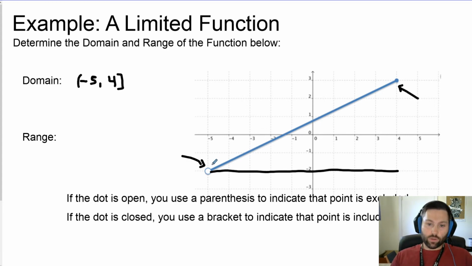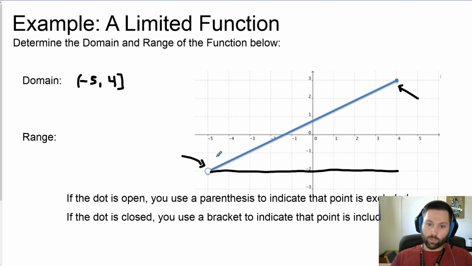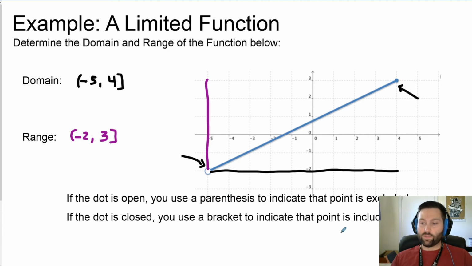Now for the range, I'm going to use a different color for the range. So I'm going to go pen and I'm going to go purple. The lowest point is again here, and the highest point goes all the way up to here. The lowest point has a height of -2, and the highest point, the maximum, has a height of 3 on the y-axis. And so the -2 again is the open dot, so I need to use a parentheses, and the 3 is a closed dot, so I use a bracket. So that is the domain and the range of this limited function.